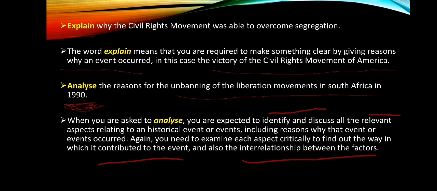Explain why the civil rights movement was able to overcome segregation. The word explain means that you are required to make something clear by giving reasons why an event occurred, took place, or happened. In this case, the victory of the civil rights movement. You must give us the reasons why the civil rights movement was able to overcome segregation. What did they use? You should think of sit-ins, protests, civil disobedience, and many more related aspects.